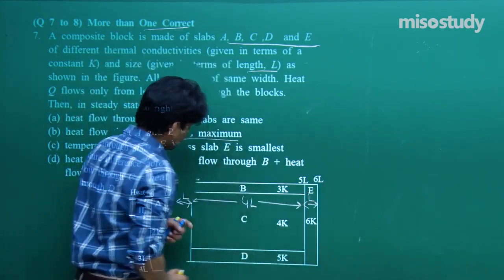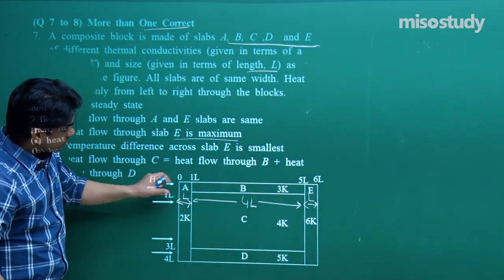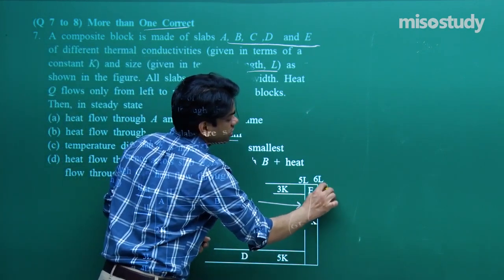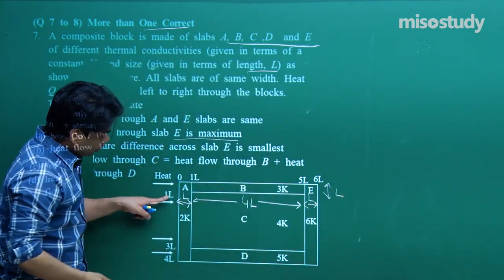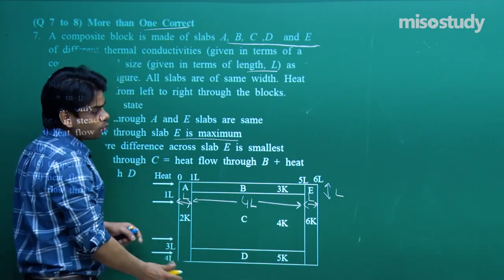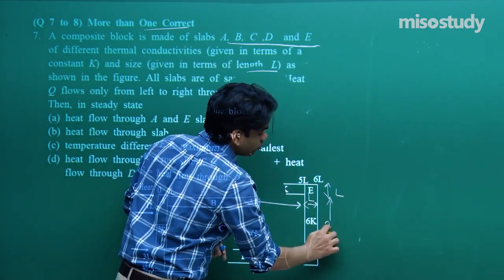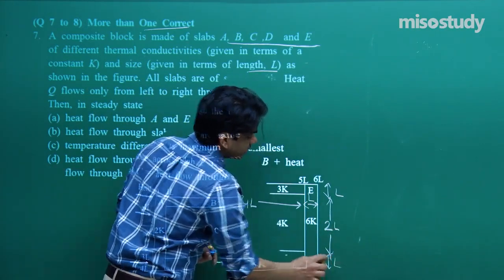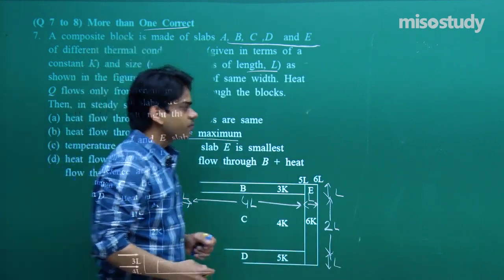Next, here also you can see 0 to 1L, this much is 1L. So I am going to mark it, this much is 1L. Now see 1L to 3L, so this will be 2L, and then again 3L to 4L, this will be 1L. So this will be 2L. And again this is L. This is what is given as per the dimensions.